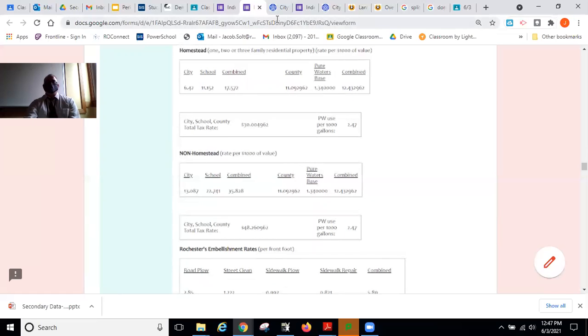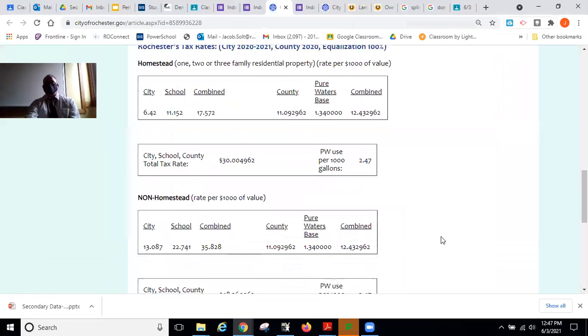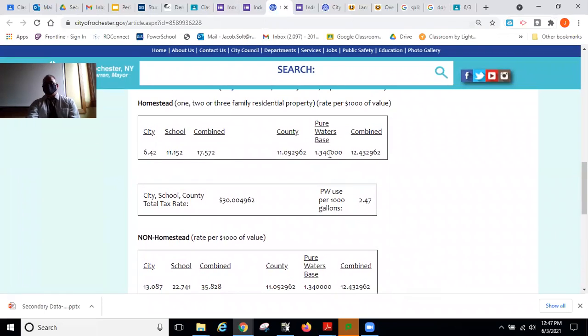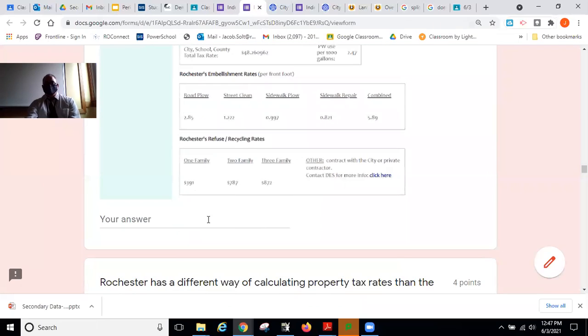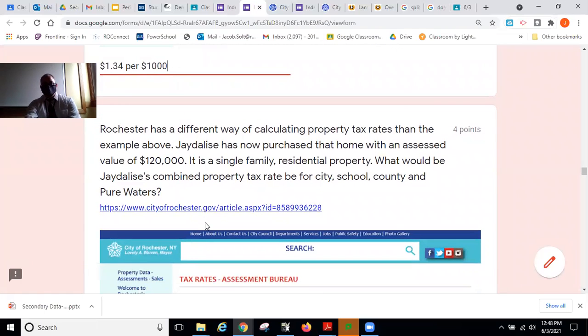It's easier to see if you go to the city website. The link is right there in the Google form. You see it? It says Pure Waters base right here. It's $1.34 per 1,000. Again, that's important. Just having your brain hunt. Your brain is getting familiar with how this website looks so you can find the rates. Once you get familiar with how it's working, then we can start calculating. Okay.